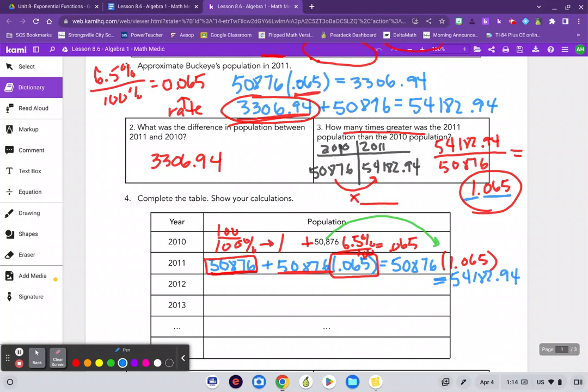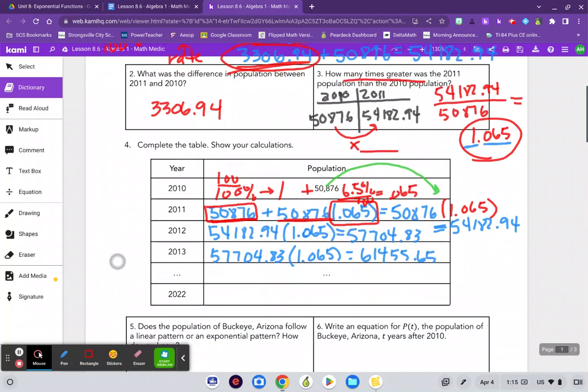And when I do that, type that in my calculator, I get the answer that we got above, 54,182.94. In fact, if that's my common ratio, I'm now going to take that 54,182.94 and multiply by 1.065. 100% of what I have plus 6.5% of that. And when I do that calculation, I get 57,704.83. And I'm going to take that answer, 57,704.83, and multiply by 1.065, and I get 61,455.65.